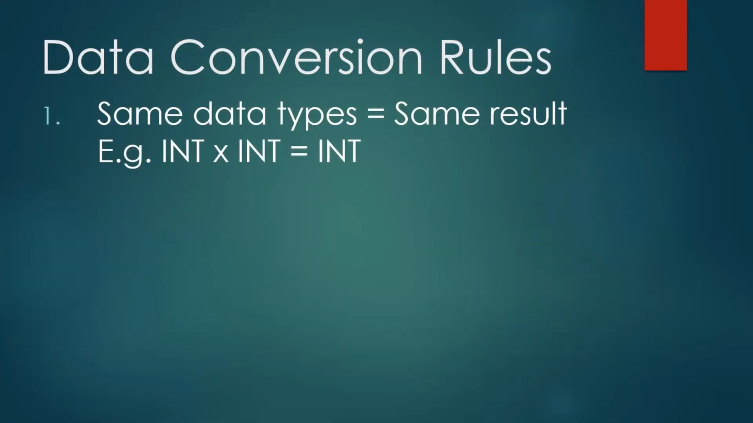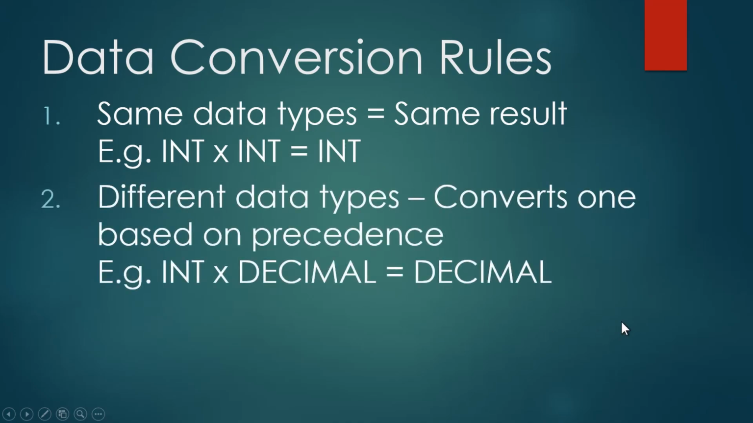So let's summarize what we've learned about data conversion so far. If you've got an operation and the members of that operation are the same data type, the result is that data type. If you've got different data types, SQL Server will convert one to the other based on precedence. Integers get converted to decimals, and I would refer you to that big list of the precedence chain for further details. But in our example, if you've got an integer and a decimal, then the result will be a decimal.